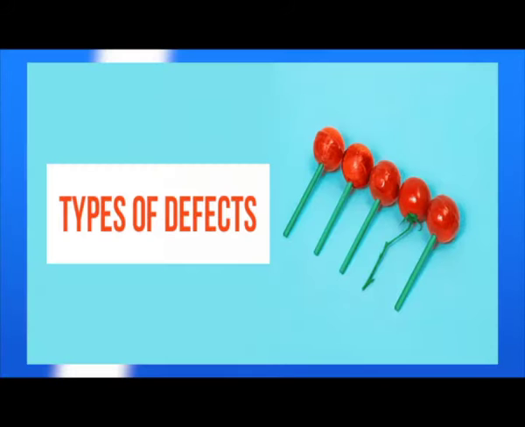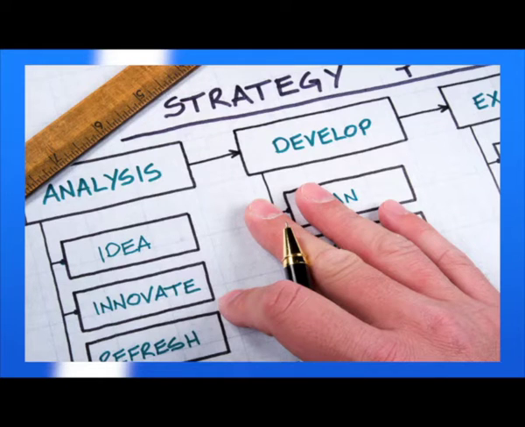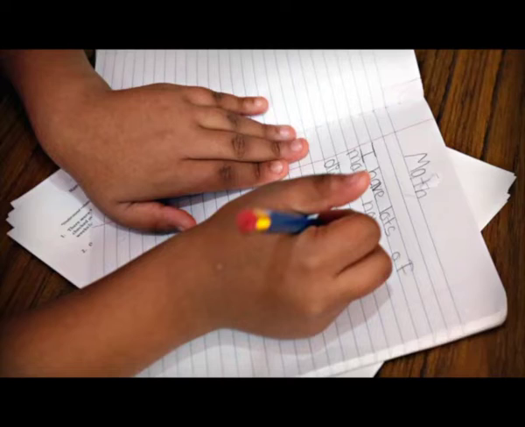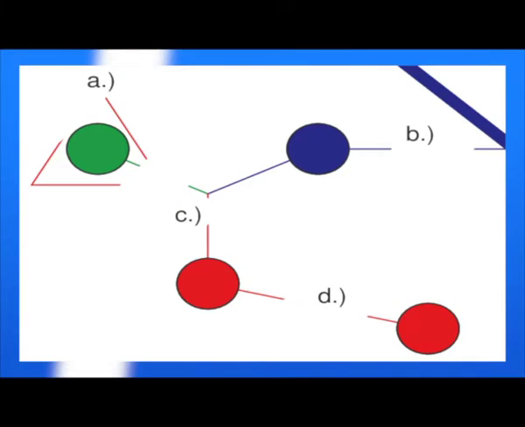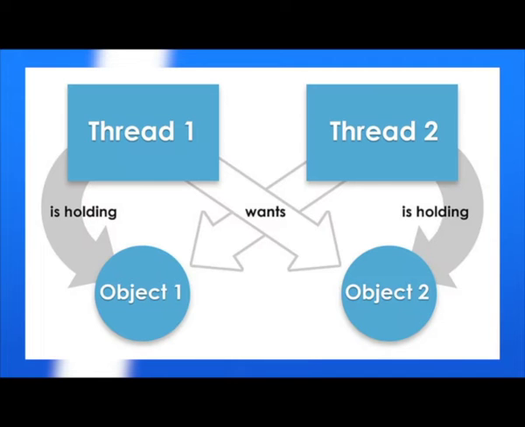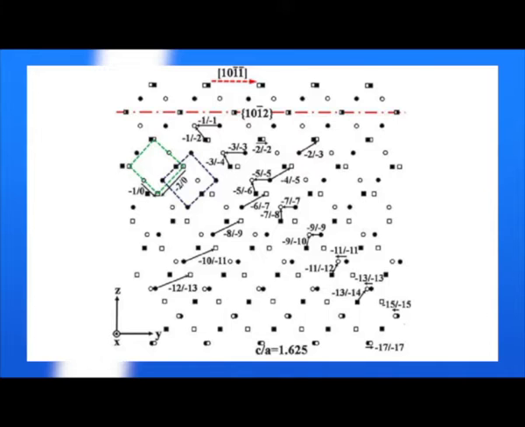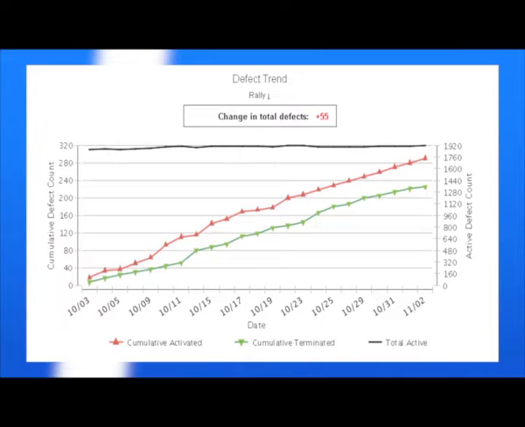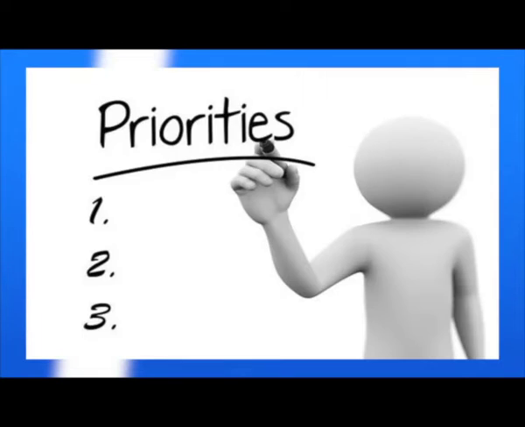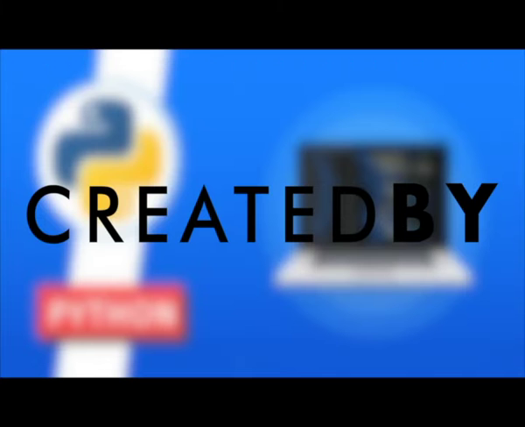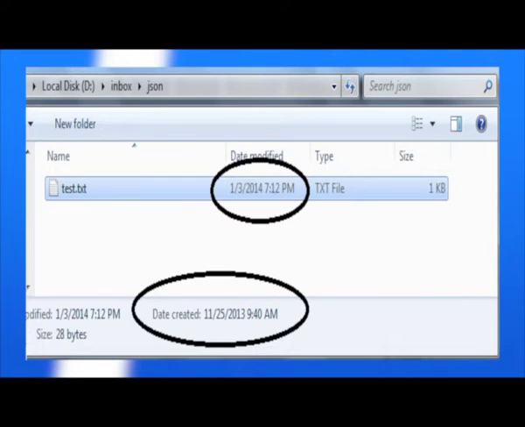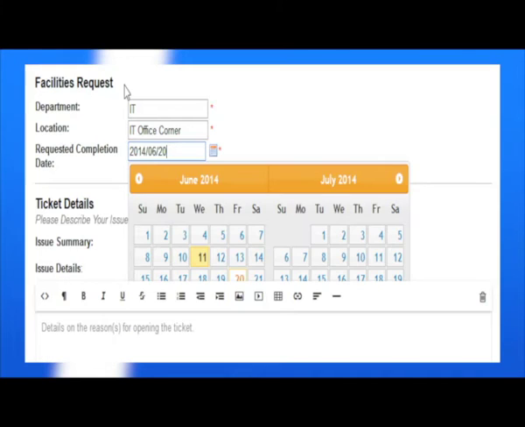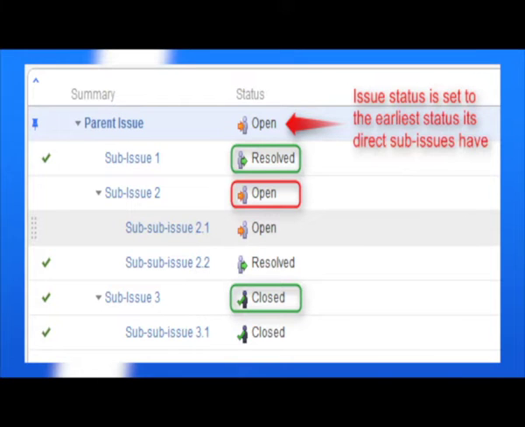Let us see the types of defects that occur during program development, such as arithmetic defects, logical defects, syntax defects, multi-threading defects, interface defects, and performance defects. Defects are tracked based on various parameters such as defect ID, priority, severity, created by, created date, assigned to, resolved date, resolved by, and status.